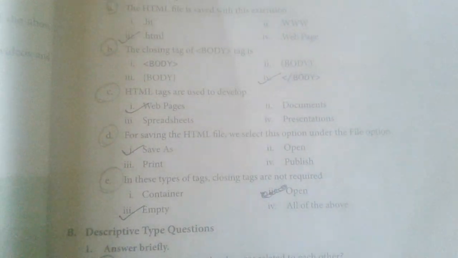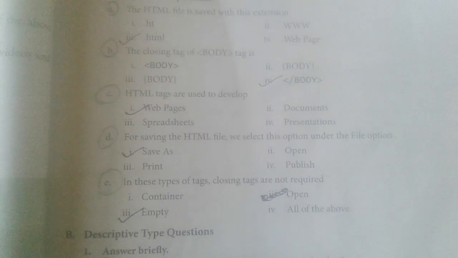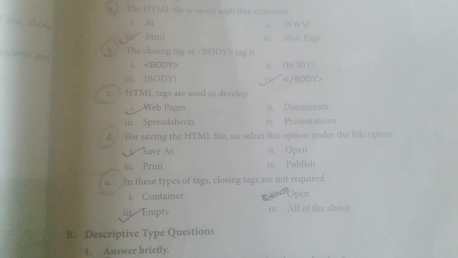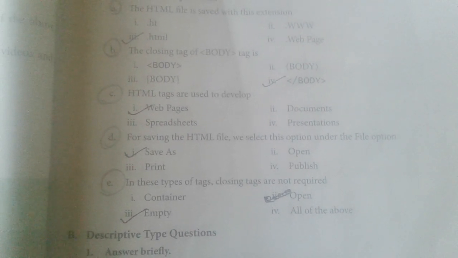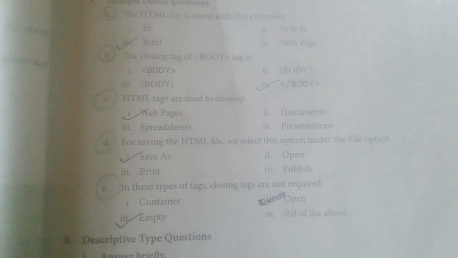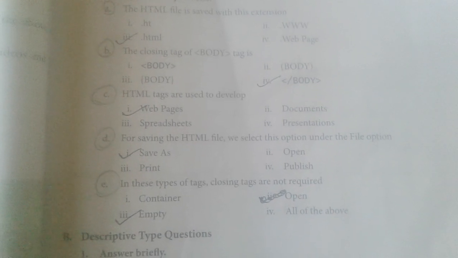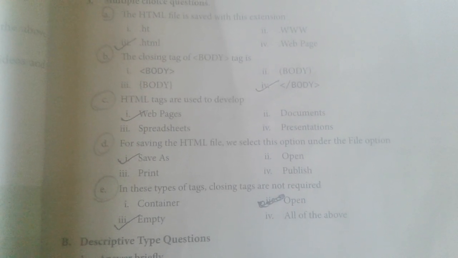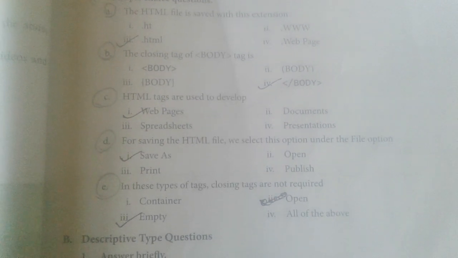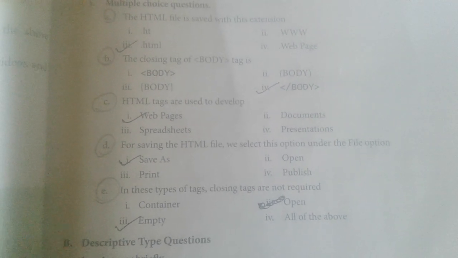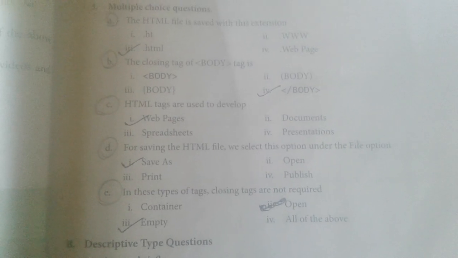Then the next one, HTML tags are used to develop what? Web pages, documents, spreadsheet, presentation. So definitely to develop web pages. So the correct answer is web pages. And the fourth one, for saving the HTML file, we select the option under the file option. Which option do we have to select? The options are save as, print, open, publish. So for saving a HTML file, we have to select the option save as, right?